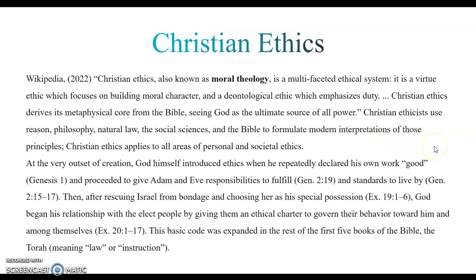Christian ethics. Wikipedia explains that Christian ethics, also known as moral theology, is a multifaceted ethical system. It is a virtue ethics which focuses on building moral character and a deontological ethic which emphasizes duty. Christian ethics derives its metaphysical core from the Bible, seeing God as the ultimate source of power. Christian ethicists use reason, philosophy, natural law, the social sciences, and the Bible to formulate modern interpretation of those principles. Christian ethics applies to all areas of personal and social ethics.